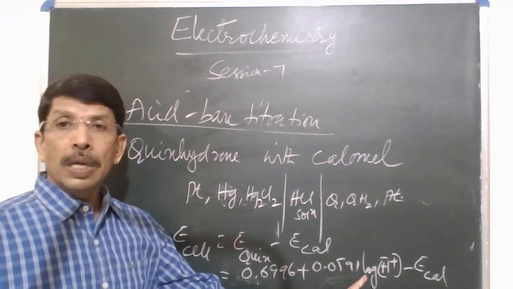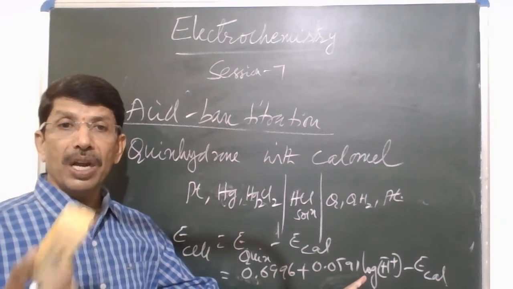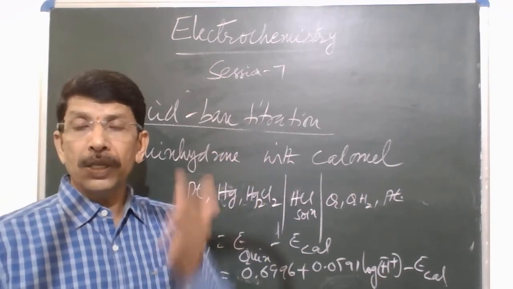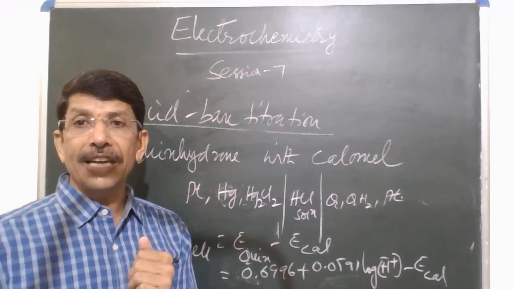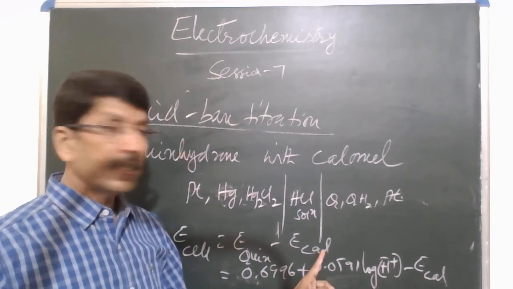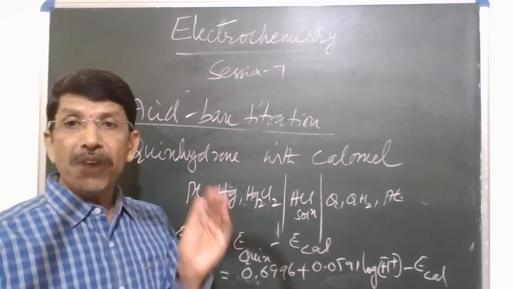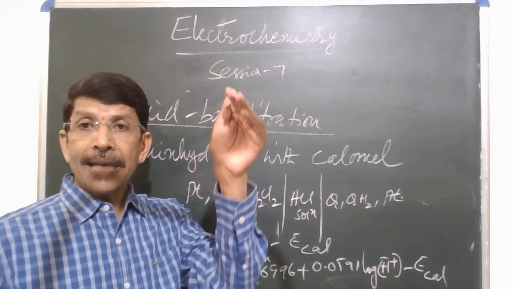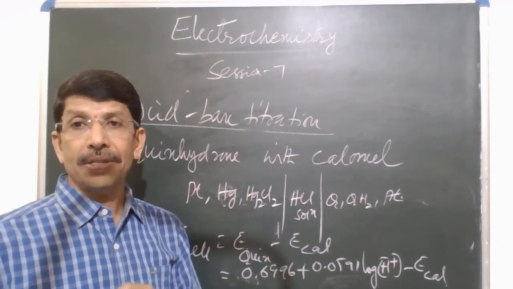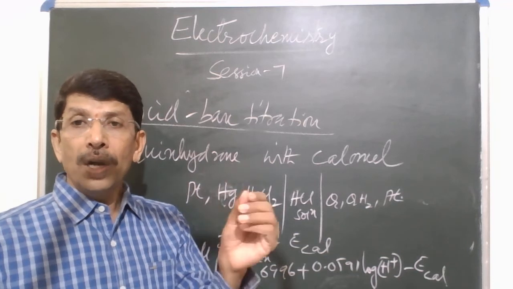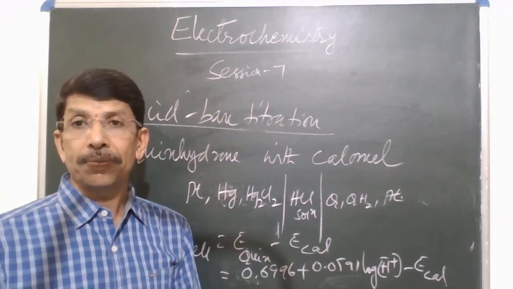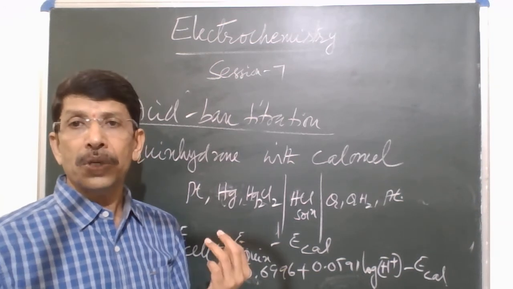Now as we add more and more NaOH, more and more H plus ions are removed as unionized water, so there is a continuous fall in hydrogen ion concentration. As hydrogen ion concentration falls, this value decreases. So overall, the EMF of the cell decreases. As long as HCl is present, the EMF goes on decreasing. Once all the H plus ions are consumed, the EMF becomes negative. Why? Let's not worry about that right now.